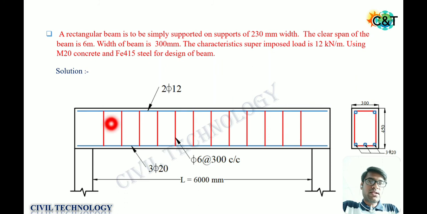So this is our longitudinal section and this is our cross section. This way we can design the rectangular beam as per IS 456.